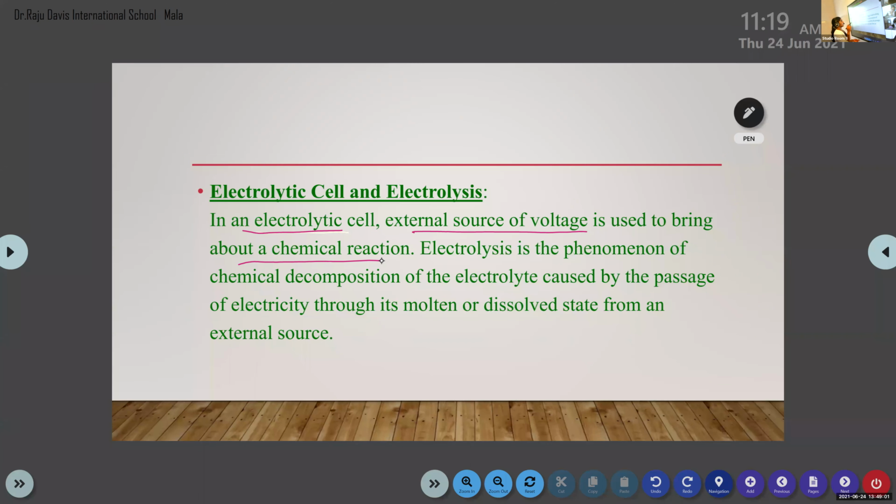In the same way, in an electrolytic cell, the external source of voltage is used to bring about a chemical reaction. So electrolysis is the phenomenon of chemical decomposition of the electrolyte caused by the passage of electricity through its molten or dissolved state from an external source. Either it is in molten state, that means melted state, or dissolved in a solution. Electrolysis occurs only in the molten or dissolved state. So that's about electrolytic cell and electrolysis.